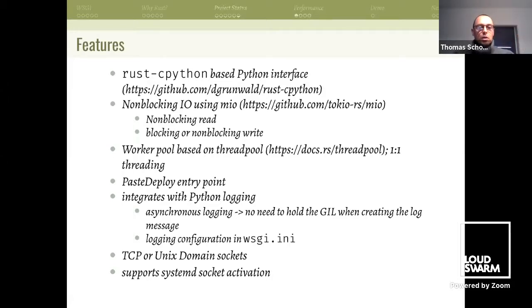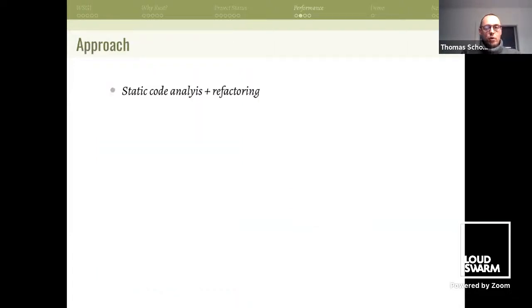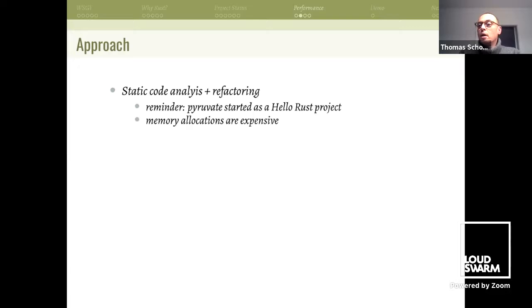Yes, I started to look at performance, and it turned out to be a rabbit hole. So performance as in number of requests and amount of data transferred per unit of time. And I wanted, of course, to test it and eventually improve it. So my approach was first static code analysis and refactoring. That was very helpful because Pyruvate really started as a Hello Rust project. And so I found out, for example, that memory allocations are pretty expensive, which everybody else might already know.